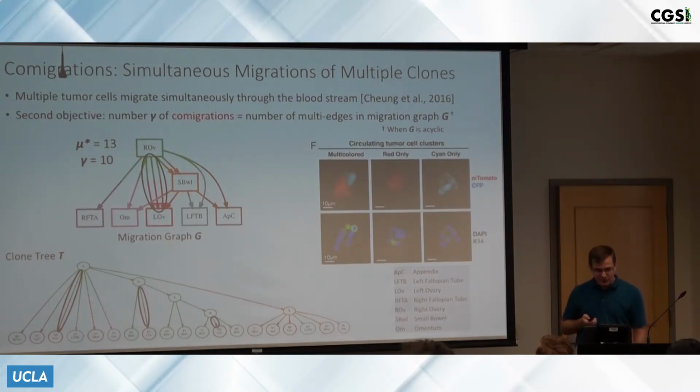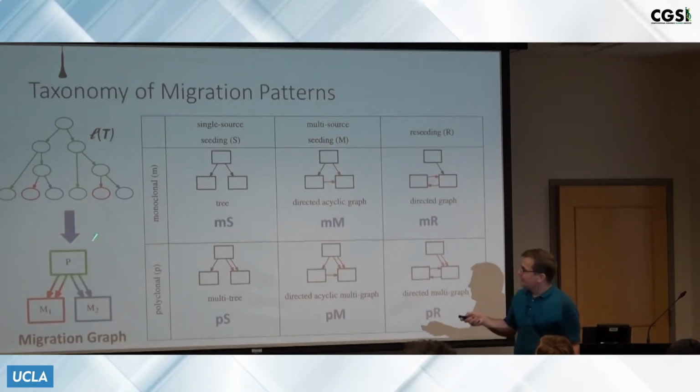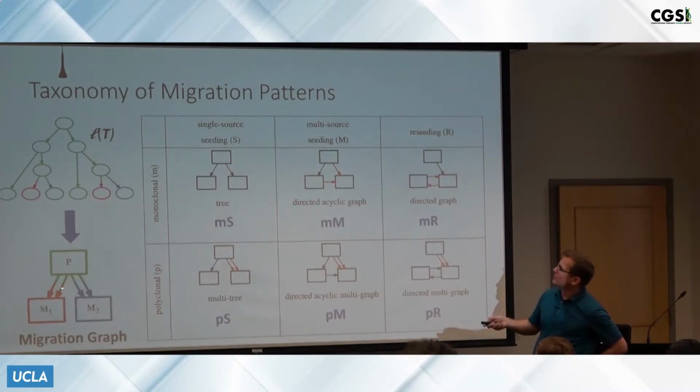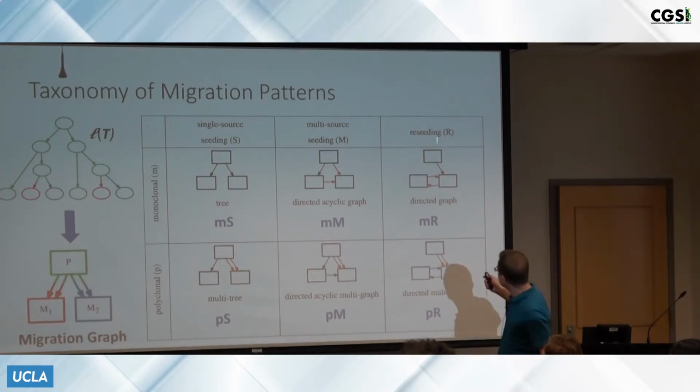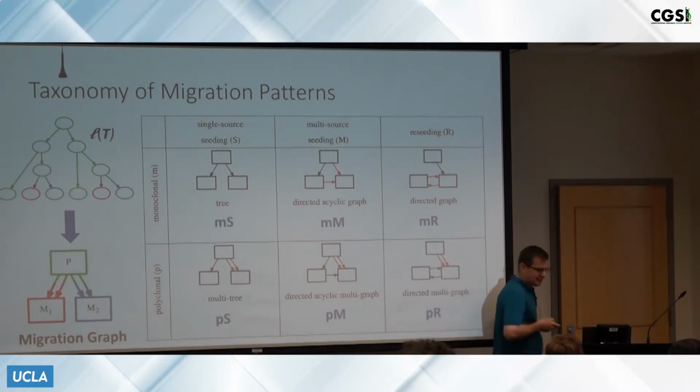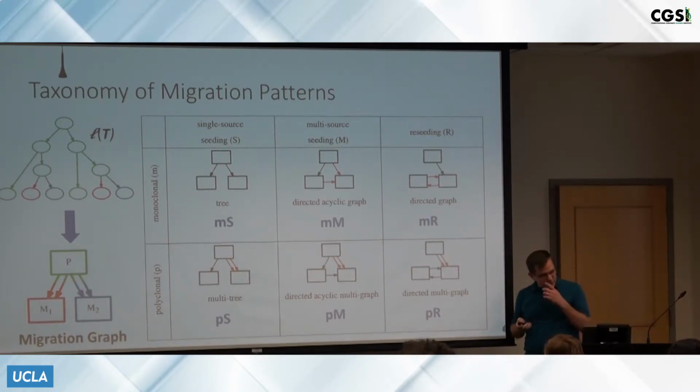Okay, and then the other thing we could do is start looking at the different graphs. And these migration graphs, which we derive directly from the labeling, have different features. In particular, they could be trees, or directed acyclic graphs, or directed graphs with cycles. They could have parallel edges or not. We'll call them monoclonal if all the edges are single, polyclonal if there's at least one parallel edge, matching the language that's used in some of the cancer literature. And then we say that they're single source seeding if they're trees, multi-source seeding if you have these types of structures that give you DAGs, and reseeding if there's a directed cycle. And this is essentially a complete taxonomy of 6 possible structures.